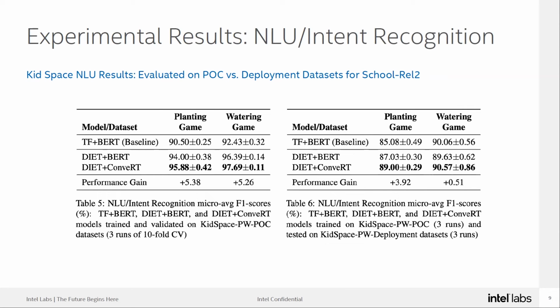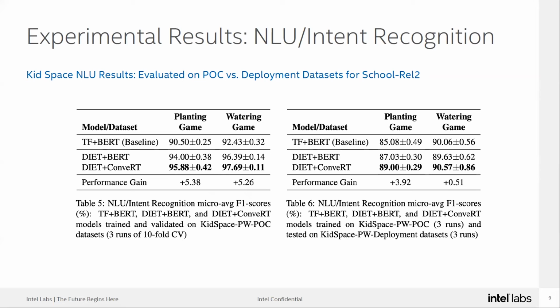As you can see, the baseline TF, the transformer plus BERT embeddings, was performing around 90% for planting and 92% for watering. When we switch to DIET and use the ConveRT embeddings, we have seen more than 5% improvements. This is on the POC data set still. Since this is our training set, we are using tenfold cross-validation here. We don't have a separate test set. And this is a kind of extensive evaluation on the training set.